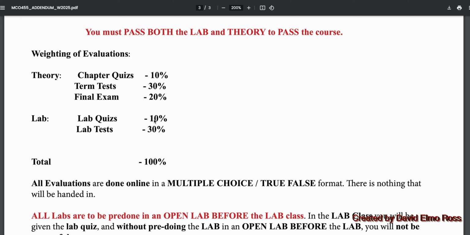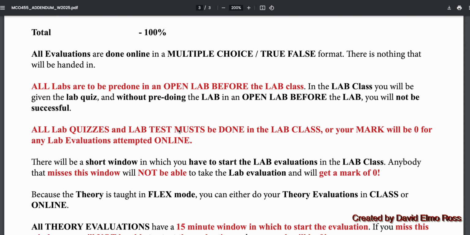The lab quizzes, there's 7 lab quizzes making up 10%. Lab tests, there are 2 lab tests making up 30 to give you a total of 100% for the course. All evaluations are done online, whether you're in the theory class or at home to do the theory portion, but also in the lab, they're also done online.